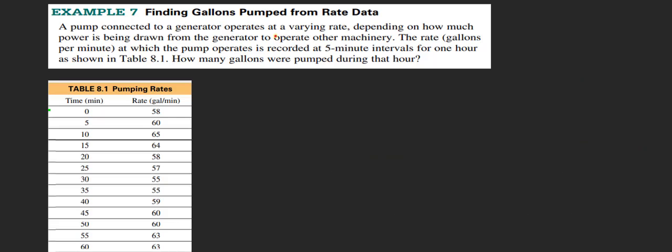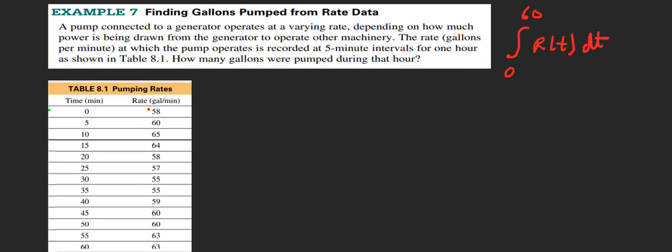Now we need to find gallons pumped from rate data. A pump connected to a generator operates at a varying rate, depending on how much power is being drawn from the generator to operate other machinery. The rate, in gallons per minute, at which the pump operates is recorded in 5-minute intervals for 1 hour, as shown in table 8.1. How many gallons were pumped during that hour? Basically, we want to find the total number of gallons pumped within that 1 hour. So we want the integral from 0 to 60 of r of t dt.